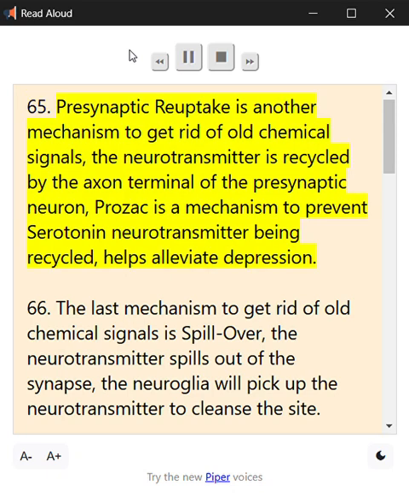65. Presynaptic reuptake is another mechanism to get rid of old chemical signals. The neurotransmitter is recycled by the axon terminal of the presynaptic neuron. Prozac is a mechanism to prevent the serotonin neurotransmitter from being recycled, which helps alleviate depression.